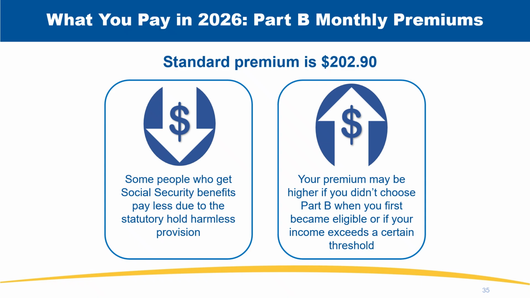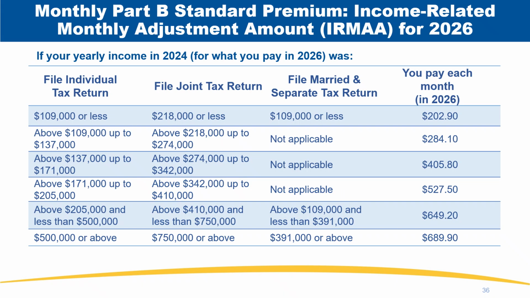Your premium may be higher if you didn't choose Part B when you first became eligible or if your income exceeds a certain threshold. Now, if your income exceeds a certain threshold, you will not pay the standard premium. You will have what's called an income related monthly adjustment amount, also known as IRMAA. These are the rates for 2026.